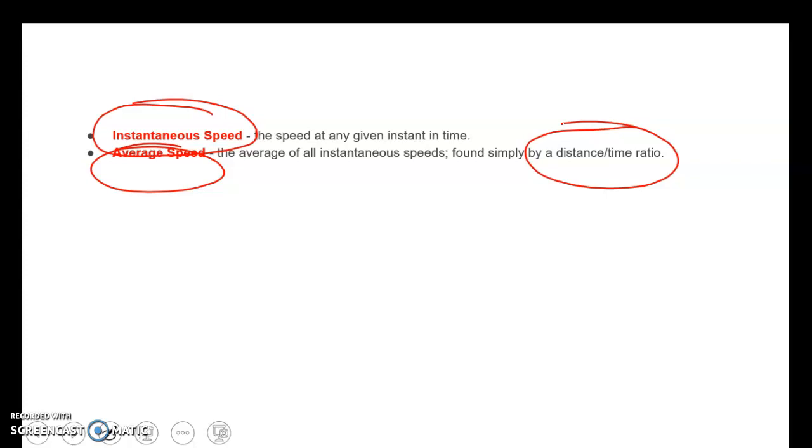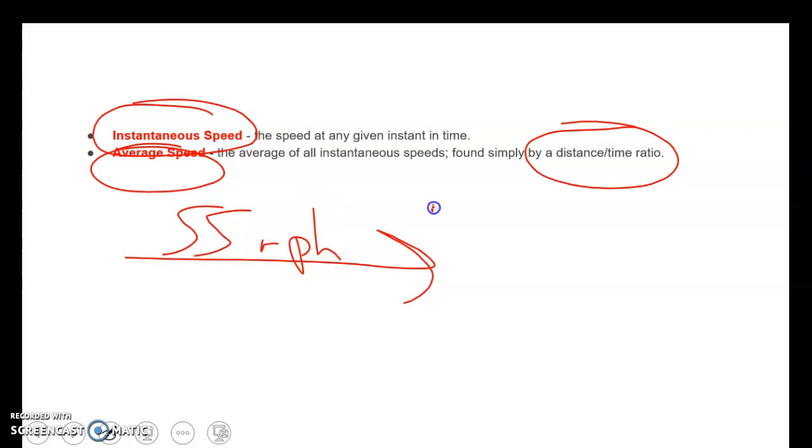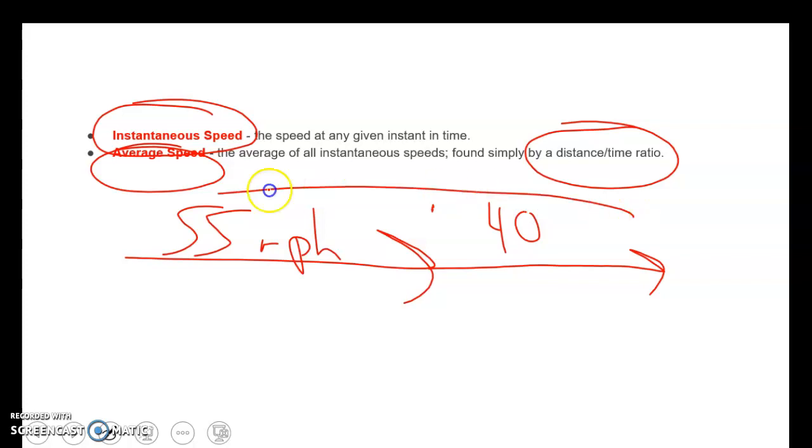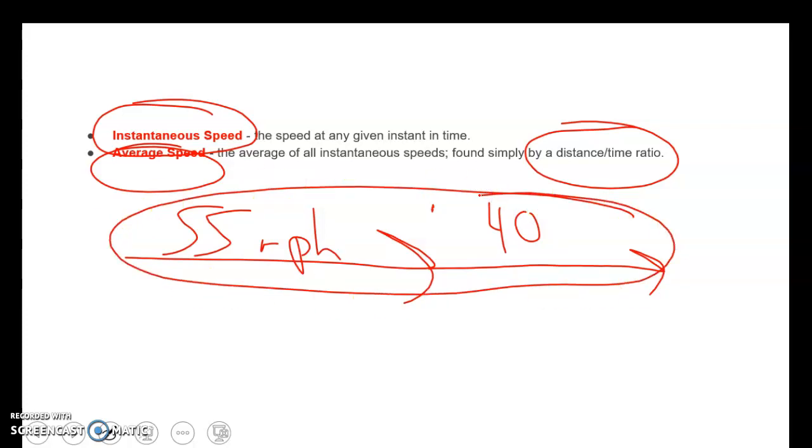So it's kind of like you're driving to school and you're on the highway and you're traveling a very safe 55 miles per hour. You stop at a stop sign. Your instantaneous speed at that time is 0. And then a little bit later you take off traveling 40 because you're in town. To find your average speed, you'd have to take total distance traveled over total time it took. But your instantaneous speed at one time was 55, and then it was 0, and then it was 40.